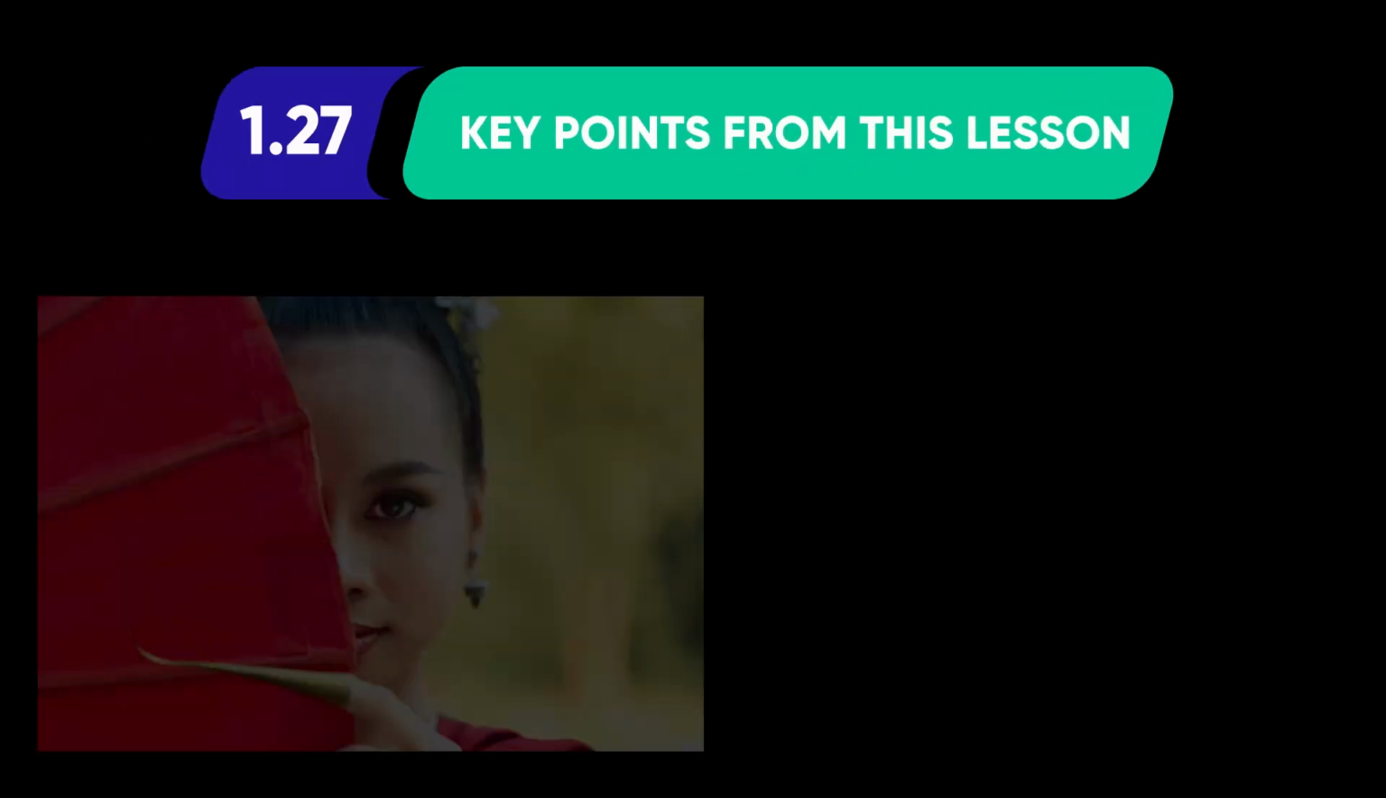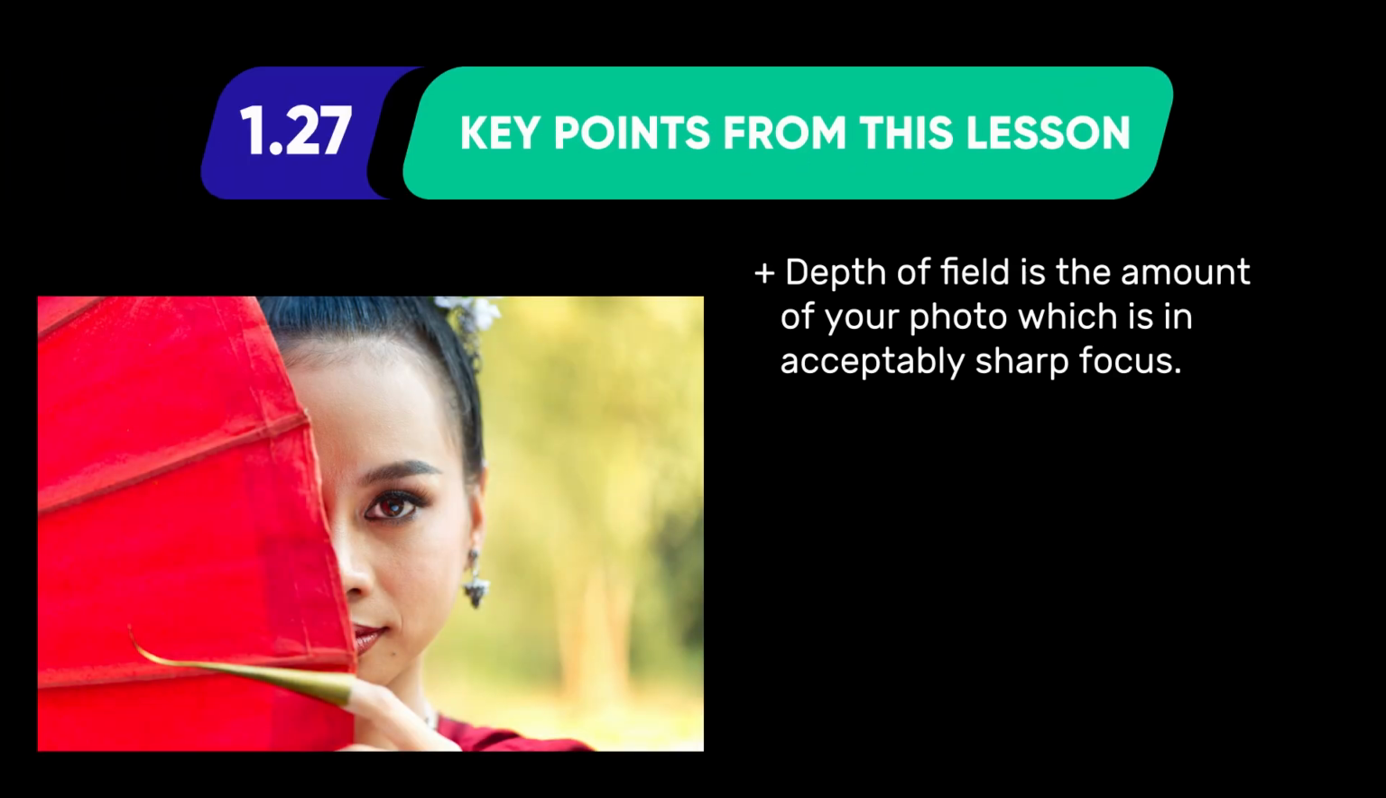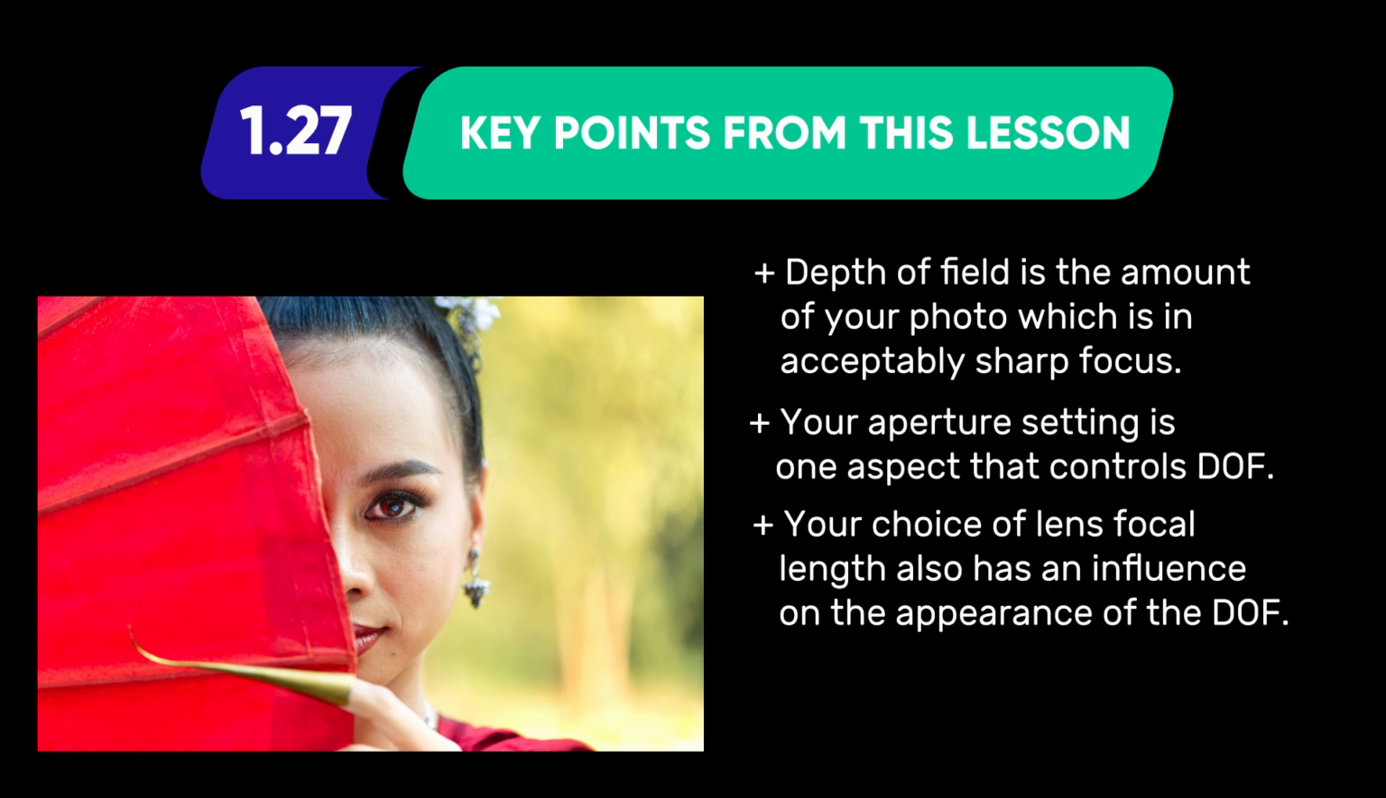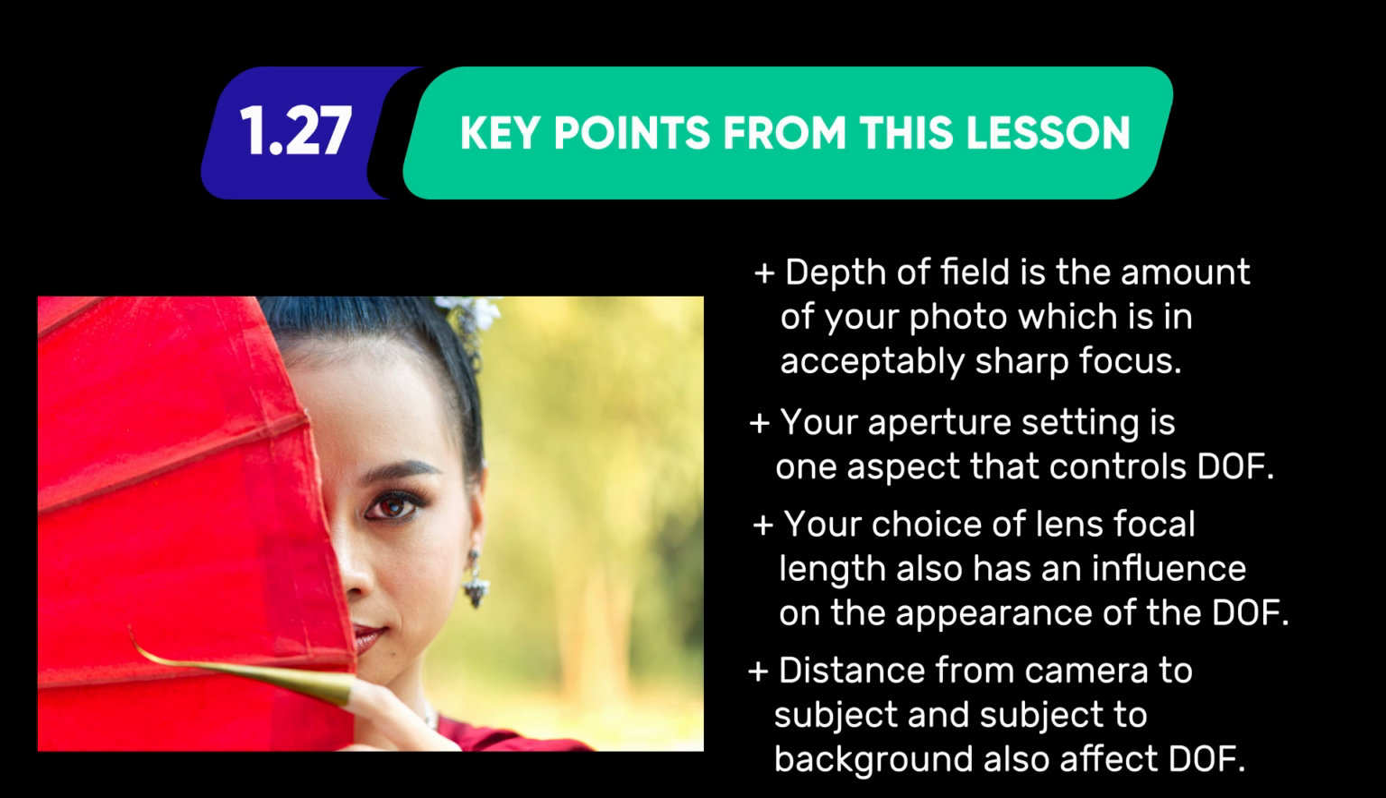Key points from this lesson are: depth of field is the amount of your photo which is in acceptably sharp focus. Your aperture setting is one aspect that controls depth of field. Your choice of lens focal length also has an influence on the appearance of the depth of field. Distance from camera to subject and subject to background also affects depth of field.